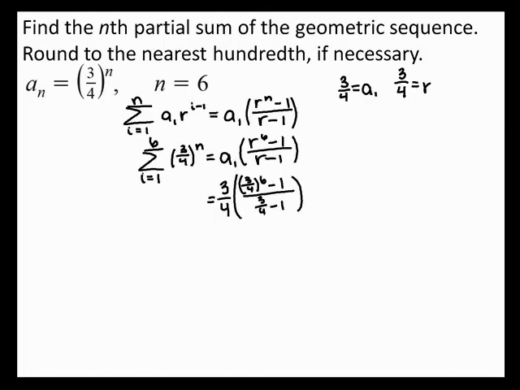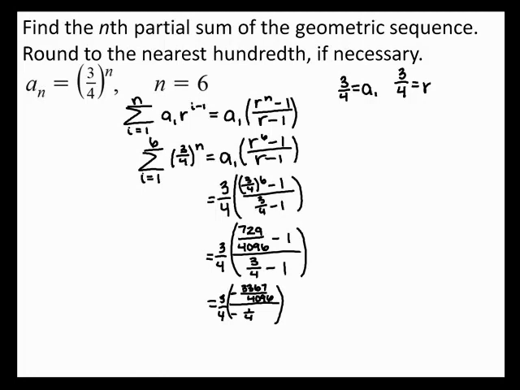Simplify 3/4 to the 6th. Simplify 729 divided by 4,096 minus 1 and 3/4 minus 1. Simplify negative 3,367 divided by 4,096 divided by negative 1/4. Use a calculator to simplify 3/4 times 3,367 divided by 1,024. Round your answer to 2 decimal places. The 6th partial sum of the geometric sequence is 2 and 47 hundredths.